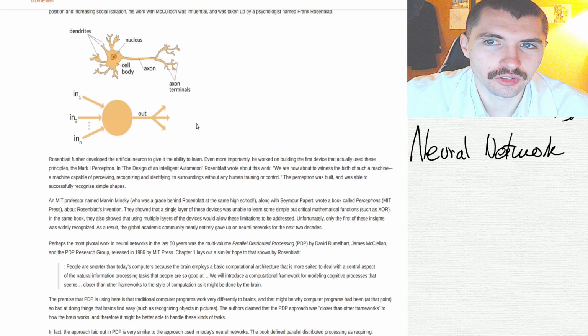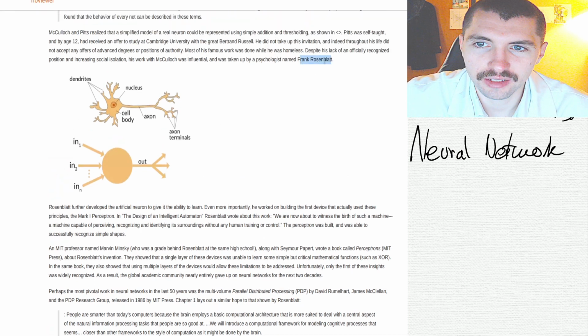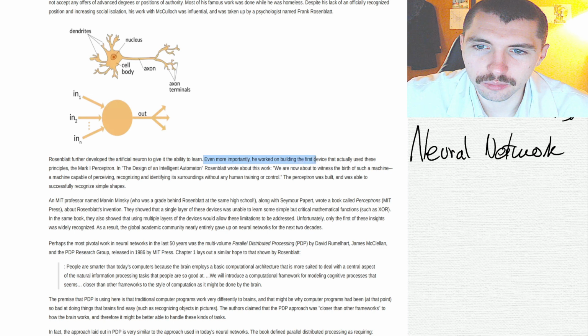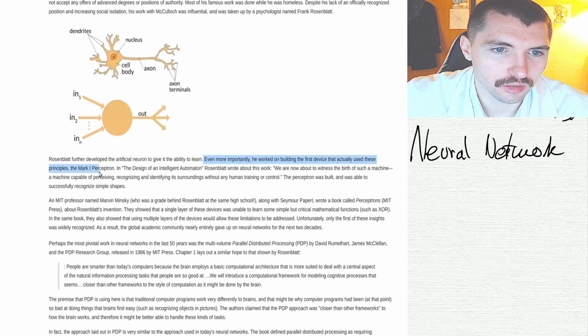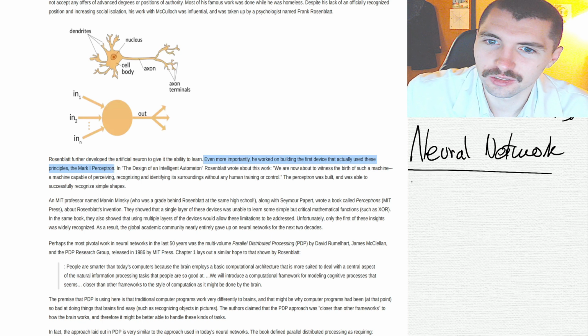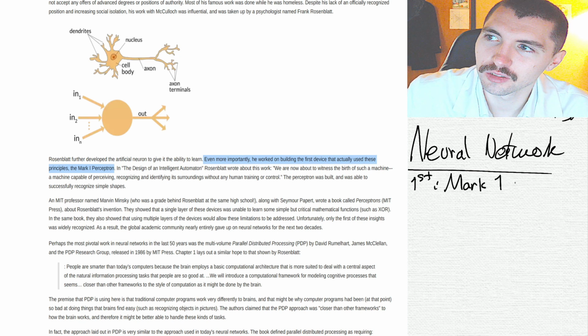Okay, so then there's this guy, Rosenblatt, who further developed the artificial neuron and gave it the ability to learn. He worked on building the first device that actually used these principles, the Mark I Perceptron.